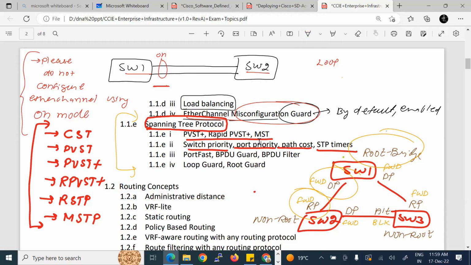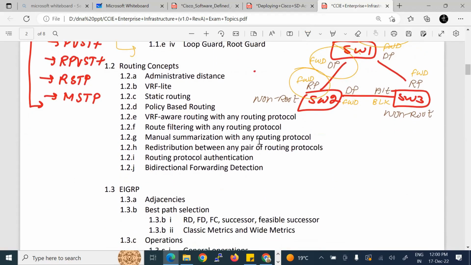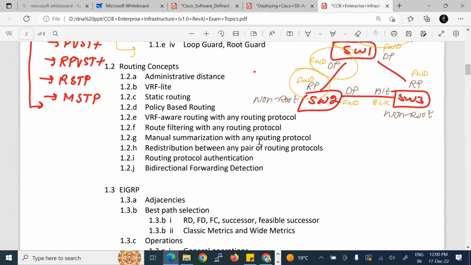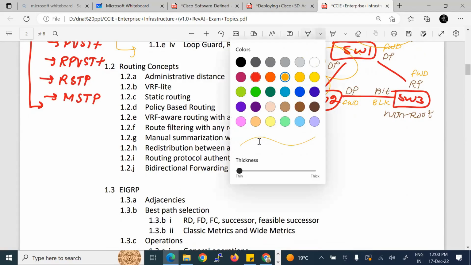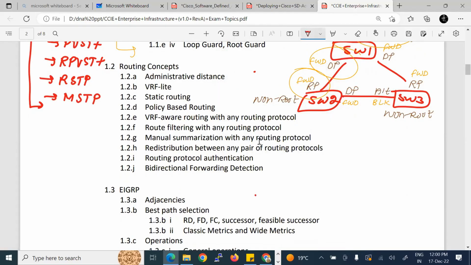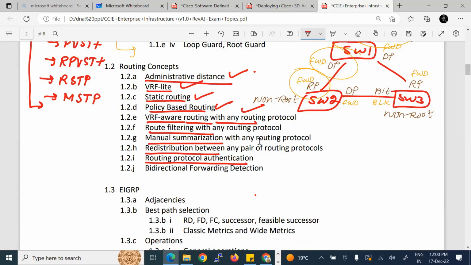Then we have routing concepts, not routing protocols, basically routing concepts. Before going to routing, you must understand administrative distance, what an AD value is, what VRF is, and what VRF Lite is. Static routing, policy based routing, VRF aware routing with any routing protocol, route filtering, manual summarization, redistribution, routing protocol authentication, and bidirectional forwarding detection.